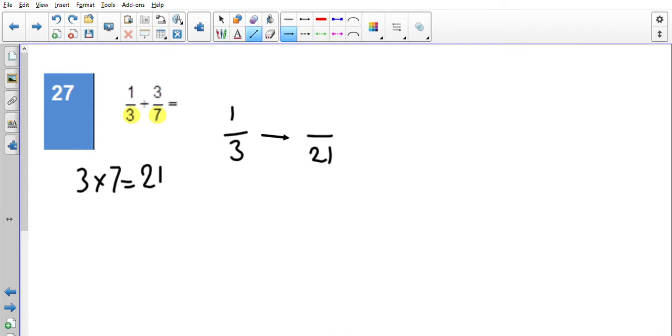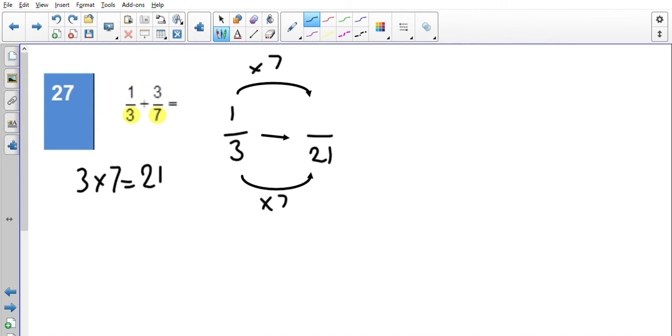And in order to do that, I multiply the denominator by 7, which means I need to multiply the numerator by 7 as well. 1 times 7 gives me 7. So now I have 7 21ths. But at the moment I'm trying to add 7 21ths to 3 sevenths, which isn't going to work. Okay, so I need to make my sevenths into 21ths as well.